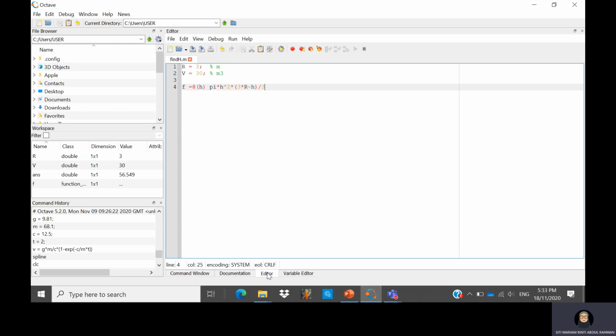So if you go back to the editor, you set a value of H from 0 until 6, or 2R, 2 radius, and then you want it to be plotted within a certain interval. Let's say the interval is 0.5.